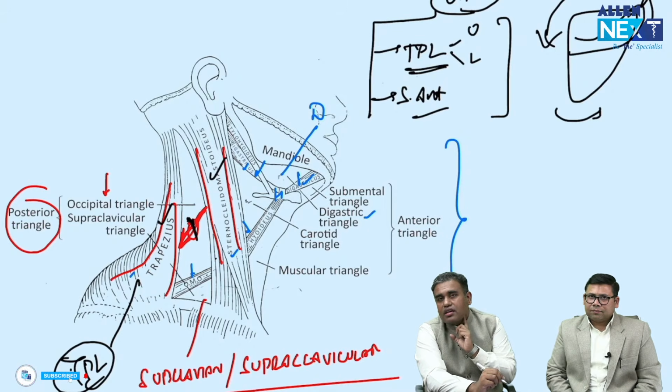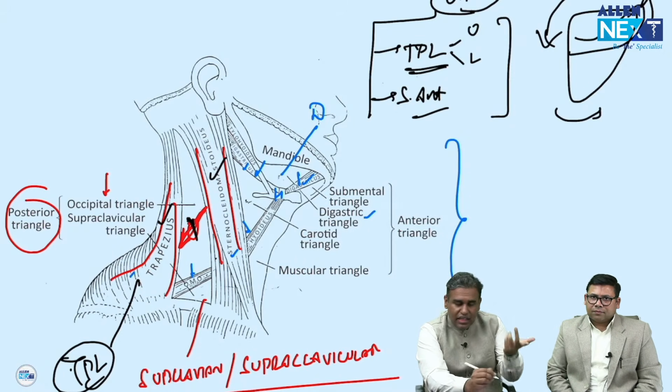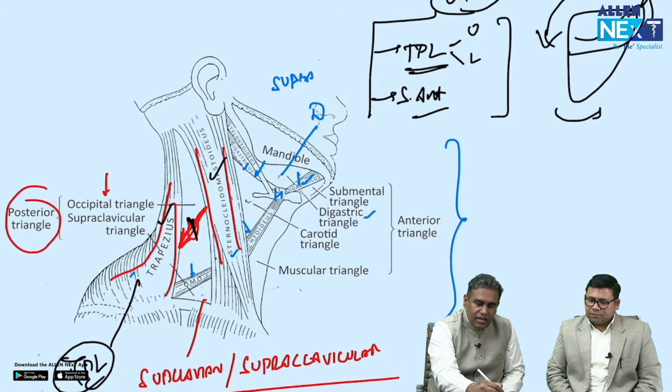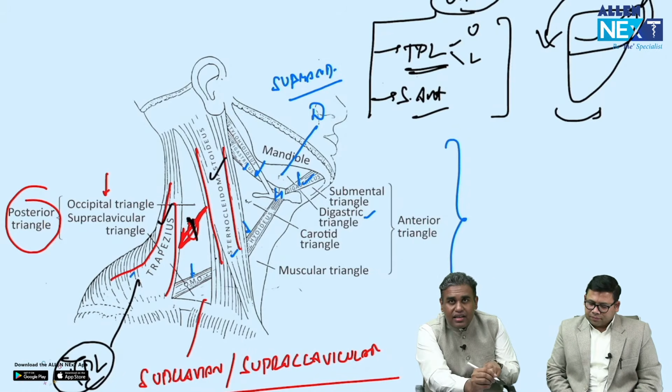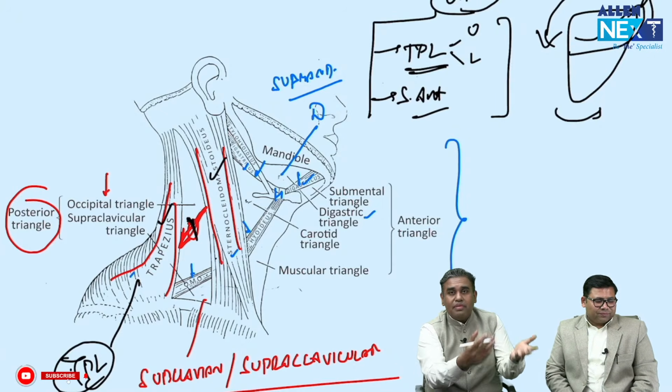Feel the structure over here. What can you feel over here? There is a gland. Therefore, it's known as the submandibular triangle. It is the location of the submandibular gland. Also, it is lying below the mandible, so it is submandibular.